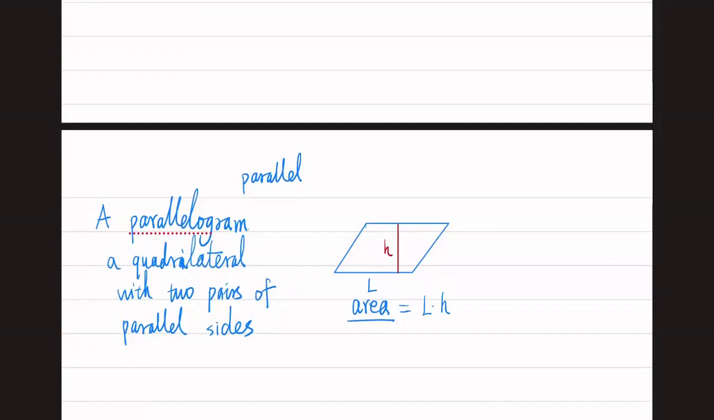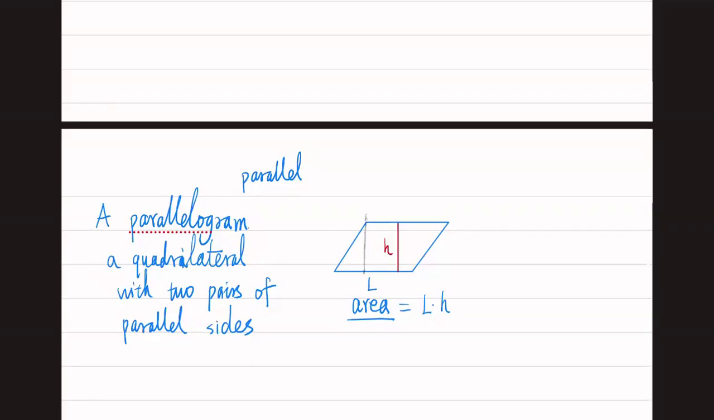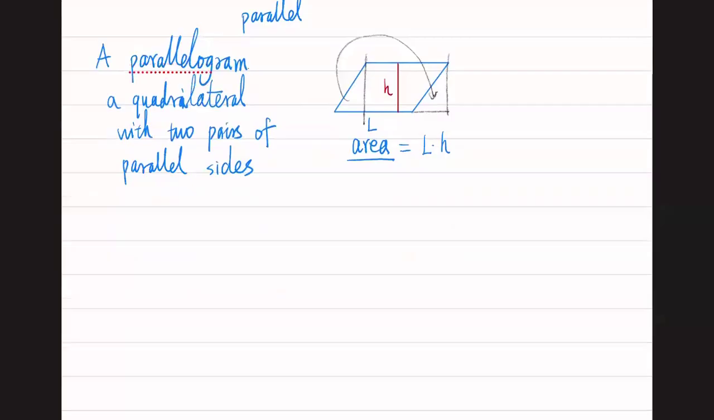The reason for this is that we can make a cut, and we can shift this piece to there, filling the triangle, making a rectangle. This rectangle has two sides, L, because L is what we have, and H. So the area of this parallelogram can be reduced to the area of a rectangle.